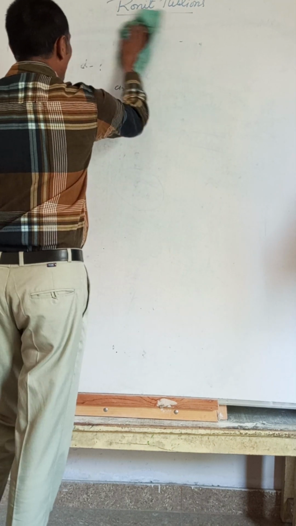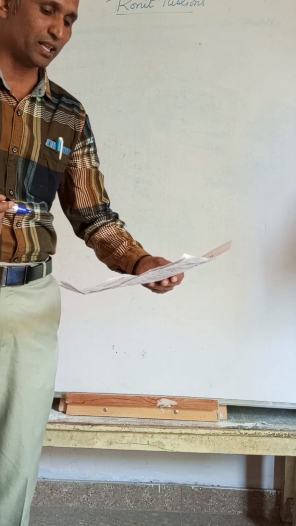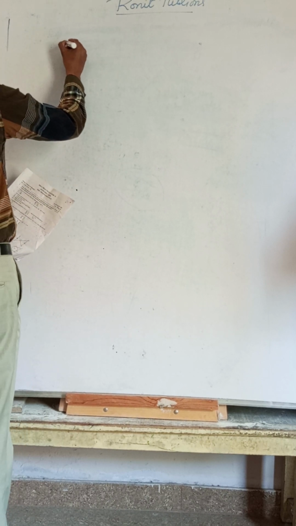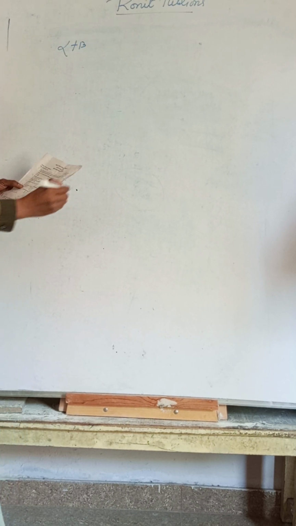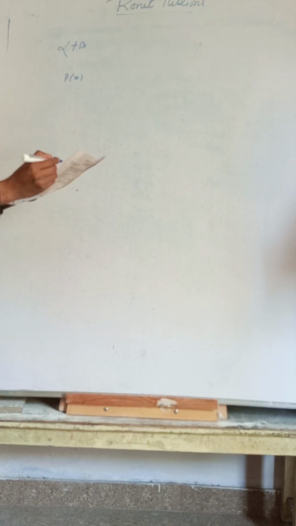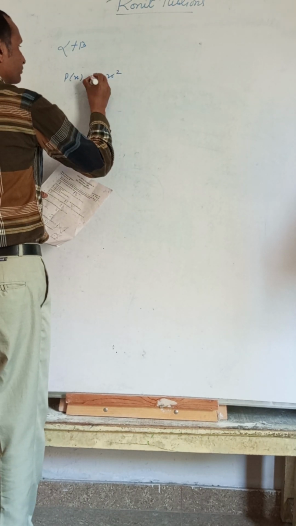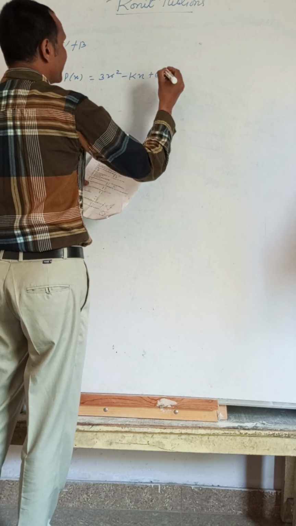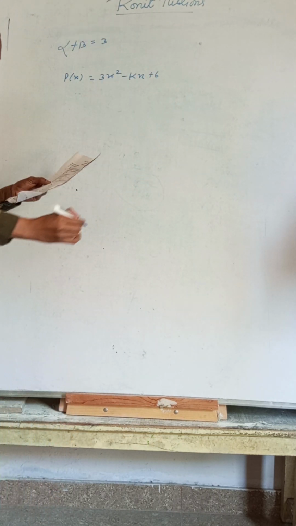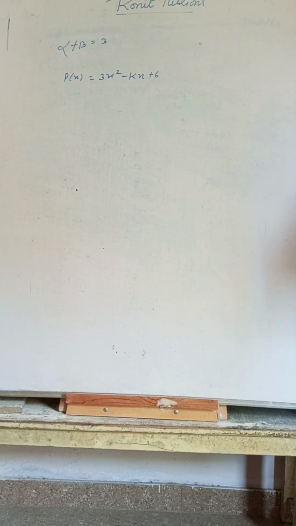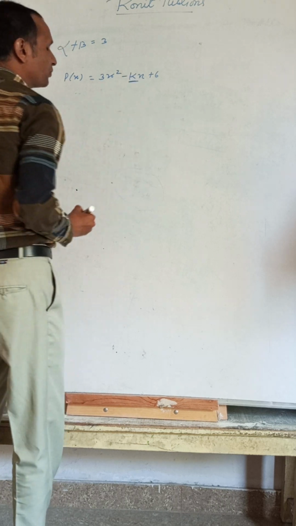So here we go to the next question. If the sum of the zeros of a polynomial is given, that sum is called alpha plus beta, of a quadratic equation Px. Px is the given quadratic equation 3x square minus kx plus 6, and the sum is equal to 3. Then find the value of k.